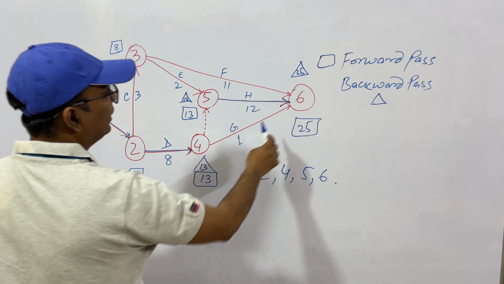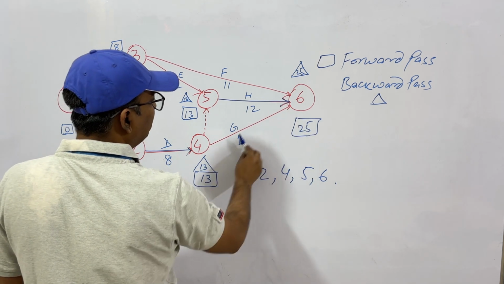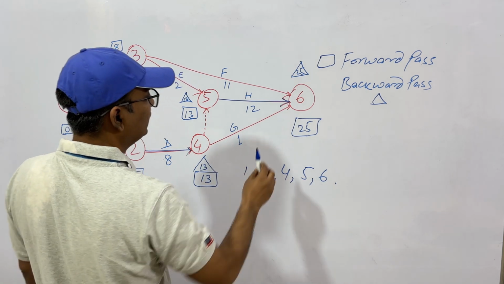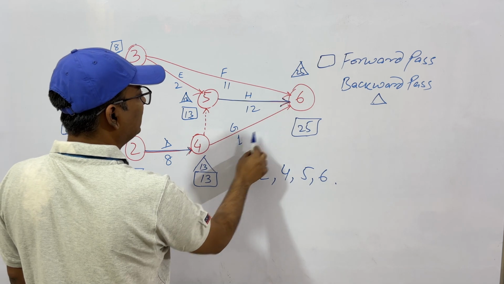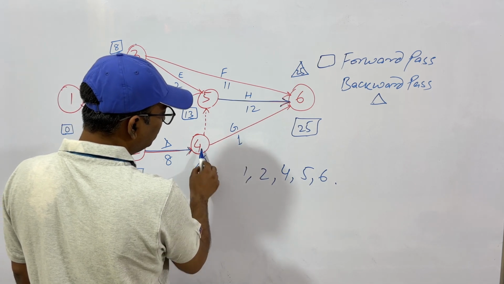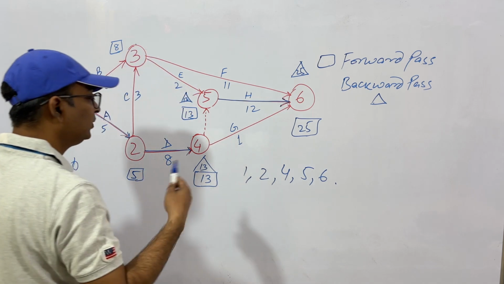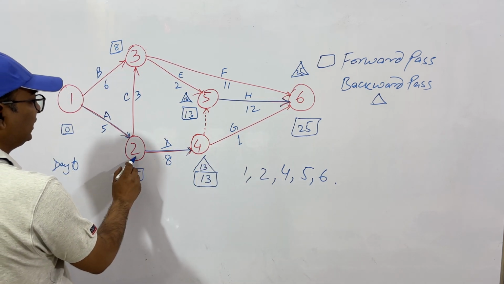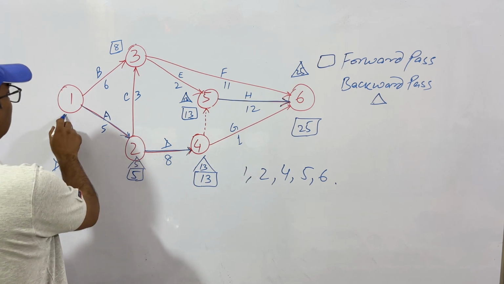No issues. But if we had gone by this path, 25 minus 1, this could have been 24. But we have to take the minimum value. So this will be 13. Although on the 24th day also we can start, this point will be reached if we started on the 25th, this will be 13th. I'll tell you why we do this. 13 minus 8, this is again critical. So this will be 13 minus 8, that is 5. This will be 5 and finally this will be 0.